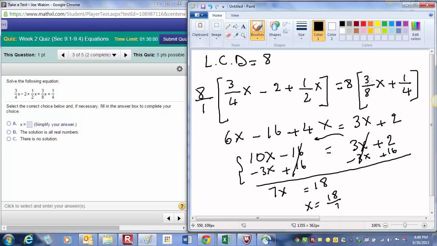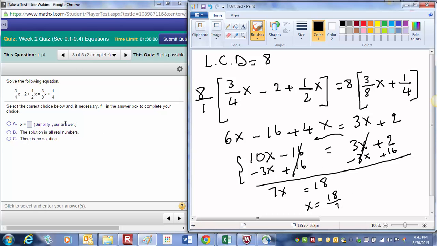The 8 cancel, so that's a 3x. 8 divided by 4 is 2, and that's a 2. So 6x plus 4x is 10x minus 16 equals 3x plus 2. Now subtracting 3x from both sides, I get a 7x. Adding 16 to both sides, I get an 18, and 18 and 7 cannot be reduced.